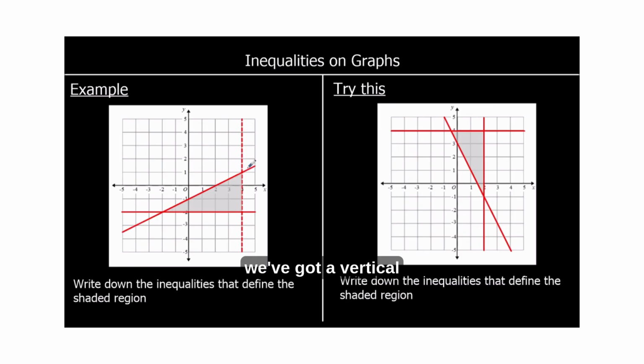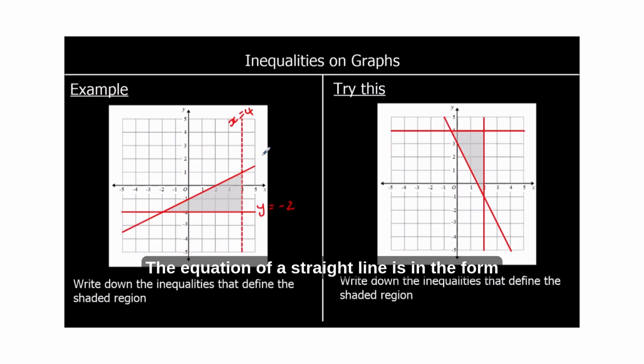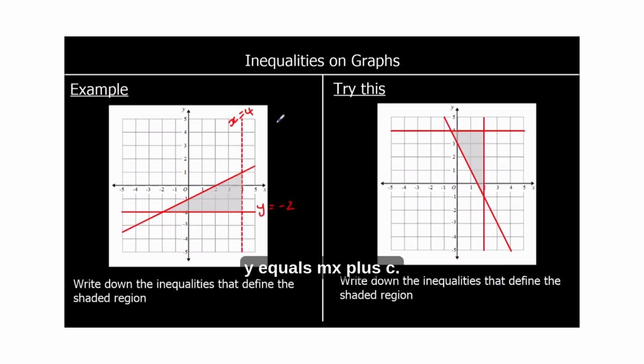So we've got a vertical line here that is x equals 4. So this line is x equals 4. We've got a horizontal line that's y is equal to -2. And we've got another straight line. The equation of a straight line is in the form y equals mx plus c, where m is the gradient and c is the y-intercept.